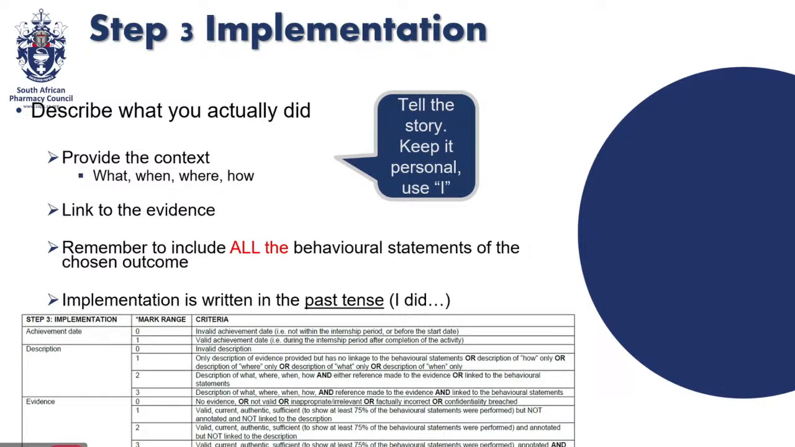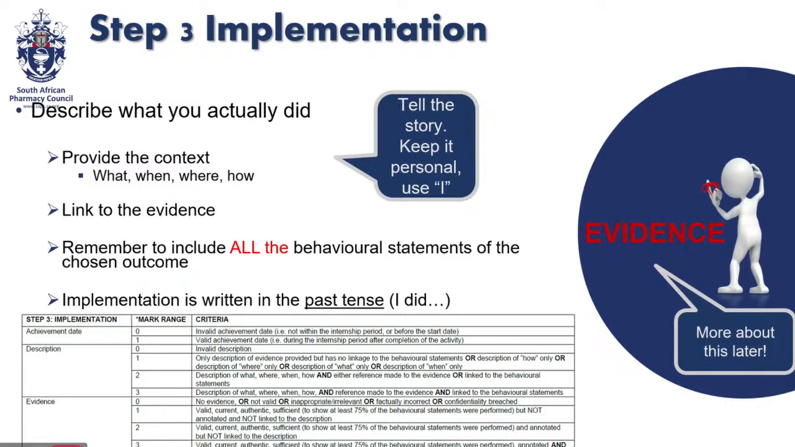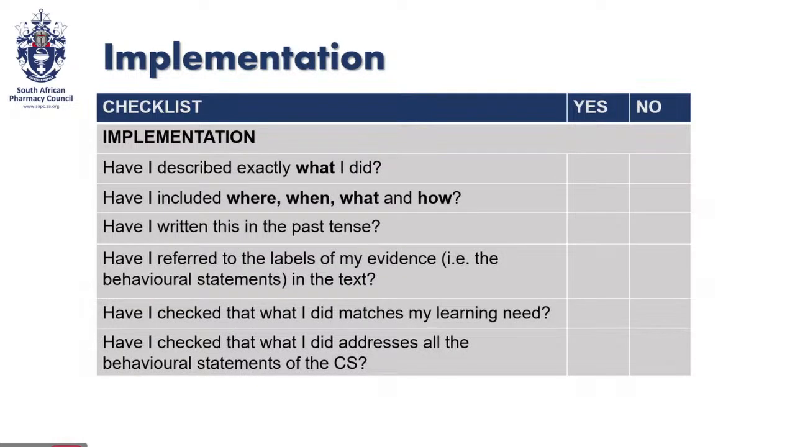So you can see how important these checklists are for you to ensure that the CPD is successful. And as I said, more about evidence a little bit later. So the perfect three for the description is what, where, when, and how, reference made to the evidence, and linked to the behavioral statements. Then you will receive the full 3 marks. And as I said, evidence, we will talk a lot more about evidence later when we get to the next slide.